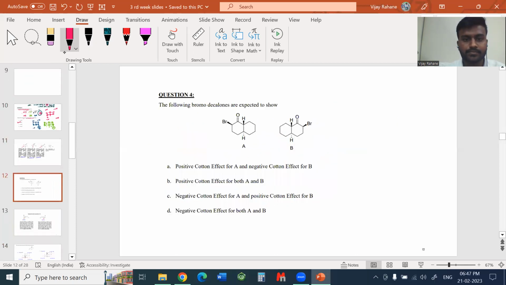So the next question is: the following two bromo decalones are expected to show a positive Cotton effect or a negative Cotton effect. In short, we need to show which Cotton effect this conformation shows. So we directly draw the structures and then find out which Cotton effect it shows, right?